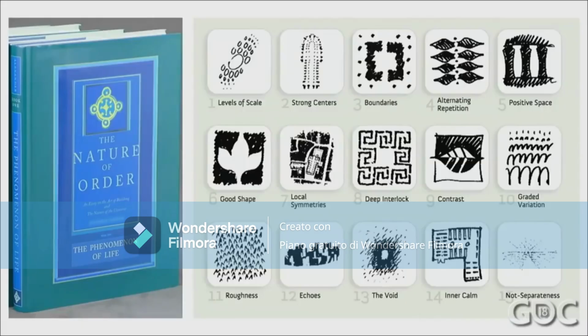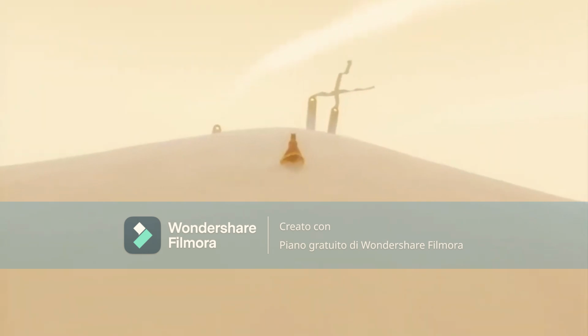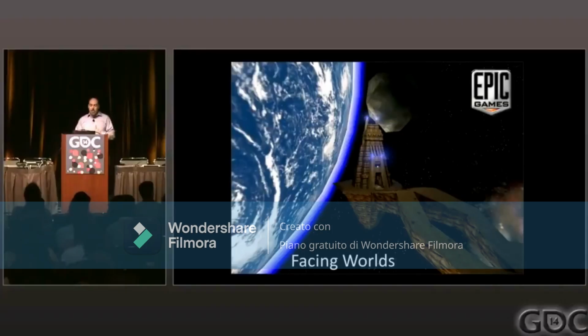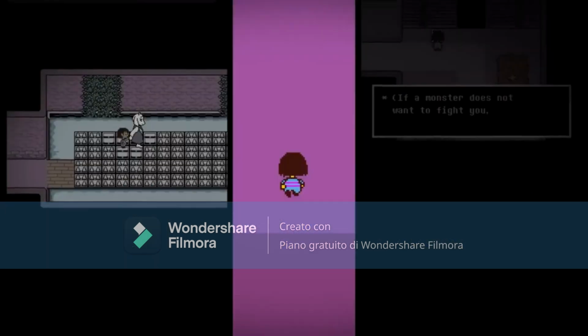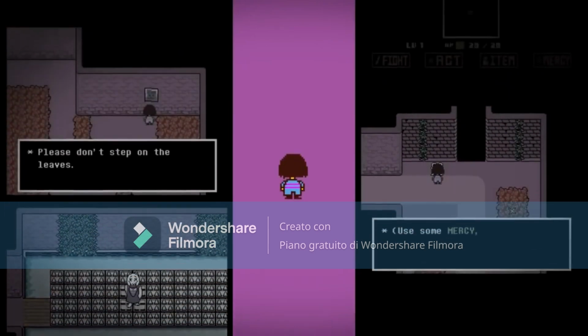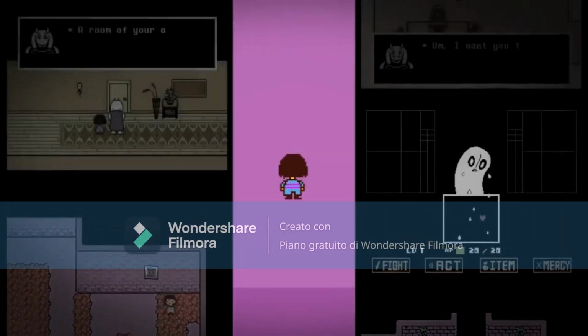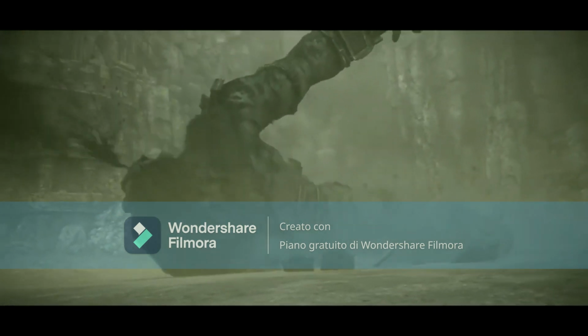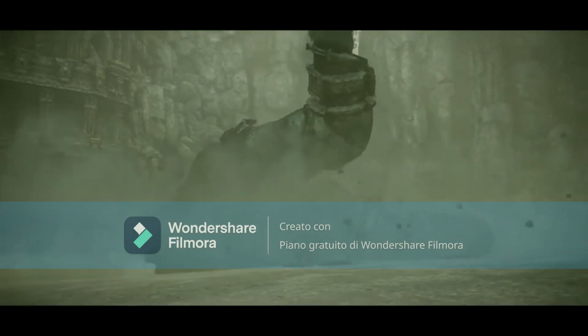Strong centers, positive space, contrast, interlock, and symmetry all speak to spatial and temporal design constraints that designers always implicitly invoke, whether it be how the mountain in the distance in Journey draws the player to the horizon, how negative space is a powerful reason why levels like Facing Worlds is as popular as it is, or how having juxtaposing elements can be seen in everything from Undertale's invocation of humor and tragedy to the intentional dissonance Shadow of the Colossus uses to subvert the traditional hero's journey.